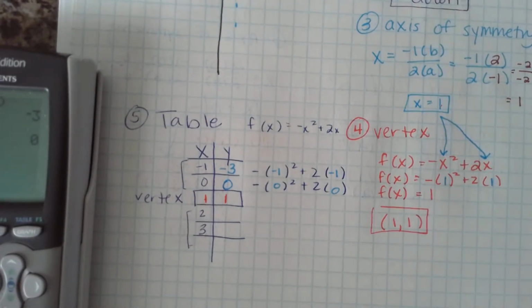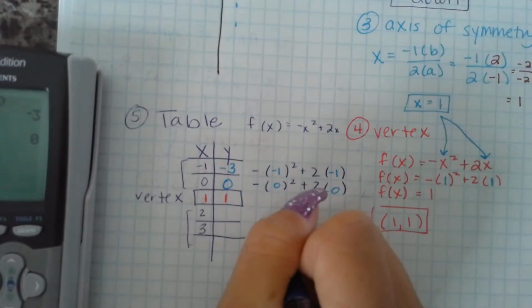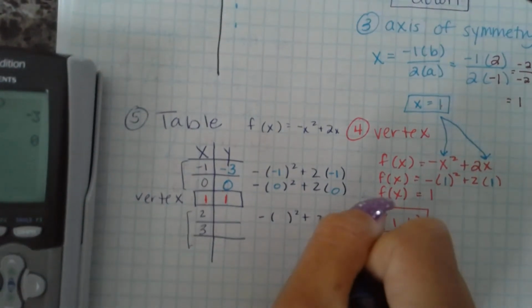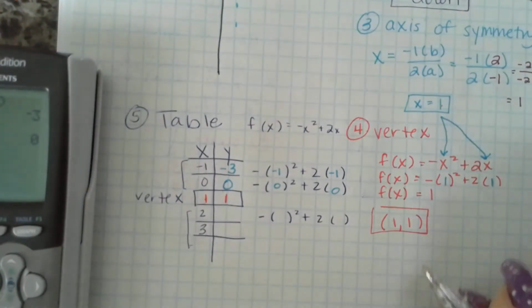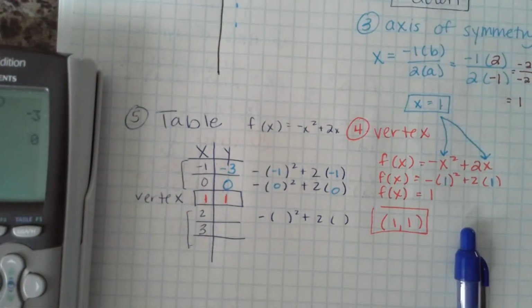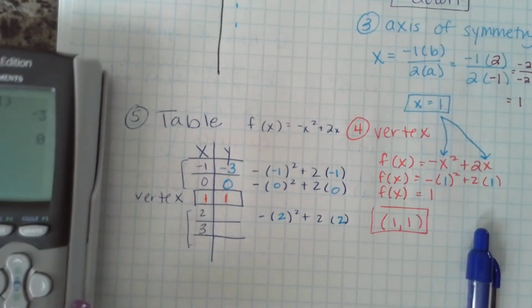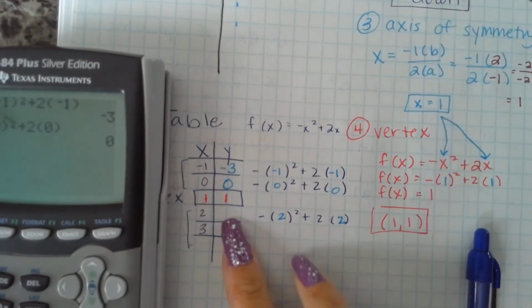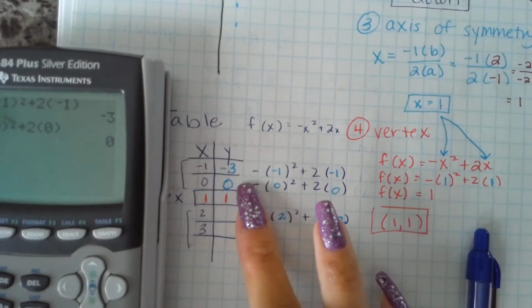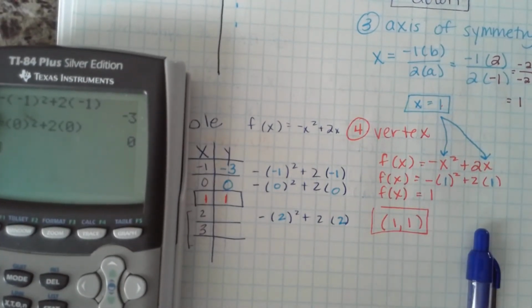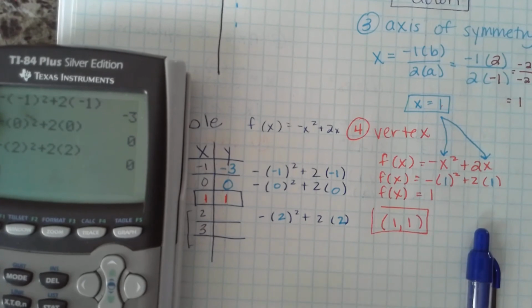Now let's do it again. And we have negative whatever x is squared plus 2 times whatever x is. And we know that we have a 2 here, so we're going to put a 2 here for the x, and we're going to put it into our calculator. I think it should be 0 because 0 is right here. So I'm going to put that in. So negative 2 squared plus 2 times 2, which is 0.